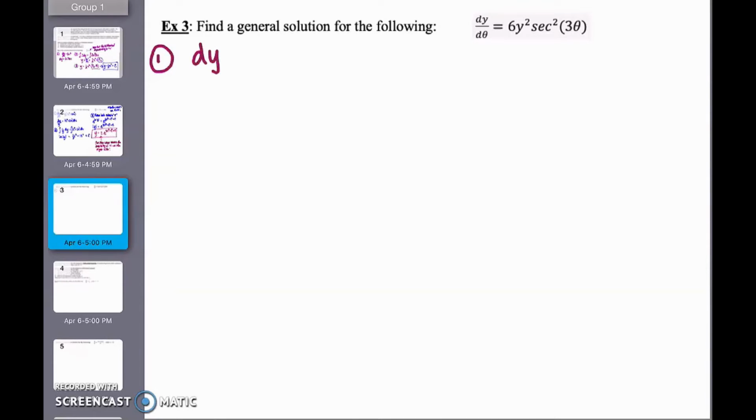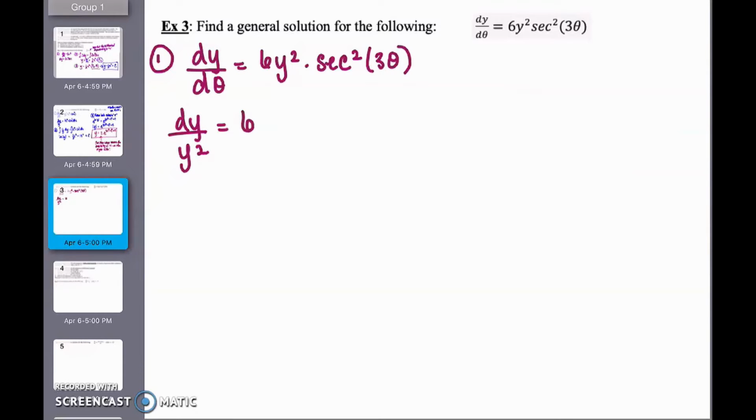Okay, so I'll just start by rewriting what I have. I have dy d theta is equal to 6y squared times secant squared of 3 theta. So when I separate, I'm going to bring that y squared over to the left-hand side. So I'm going to have dy over y squared equals, now I'm going to leave the 6 with the secant squared of 3 theta, and then I'm going to move the d theta over to the right-hand side. All right, so I've successfully separated.